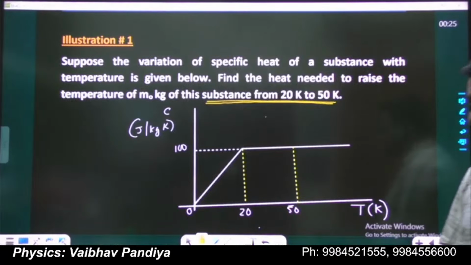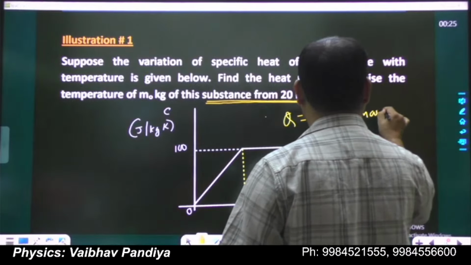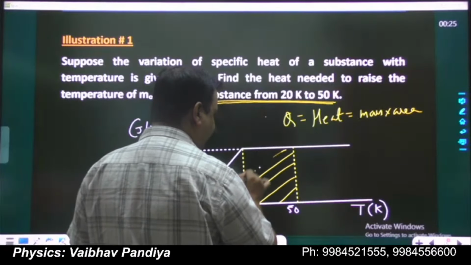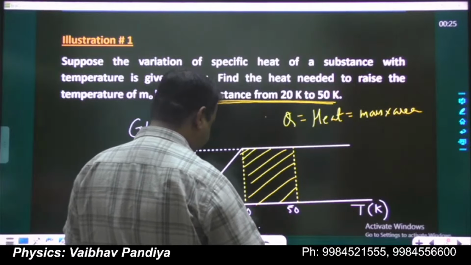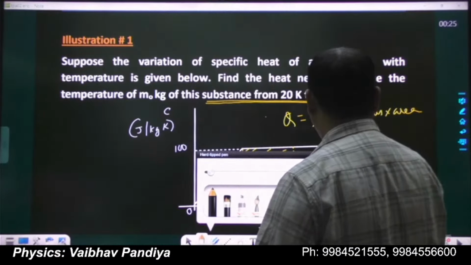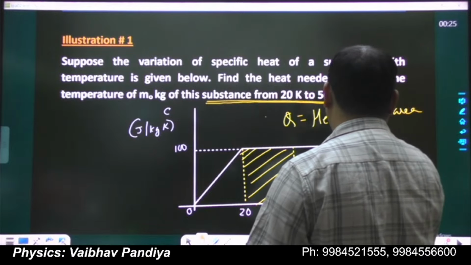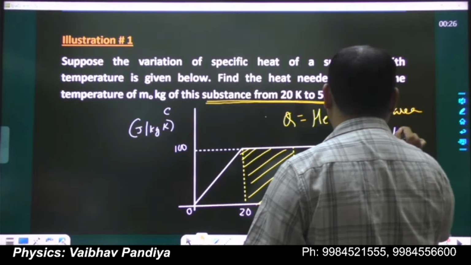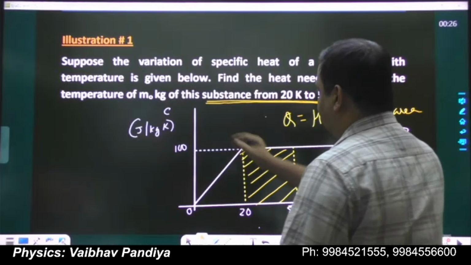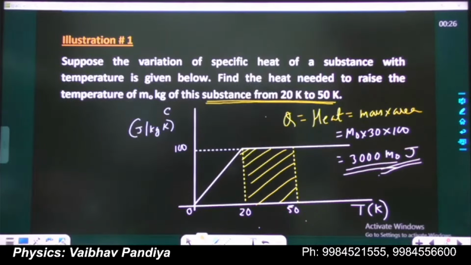So we have seen the heat needed Q is mass multiplied by the area of the graph. Now, area we have to take between the temperature limits, the graph, and the temperature axis. So it's basically a rectangle. Area will depend on the geometric figure. It may be trapezium, triangle. Here it is rectangle. The sides are 30 into 100, and mass is m naught into 30 into 100. So it is 3000 m naught. And what will be the unit? Everything is in SI, so the unit will come to be joule. So this is the answer for this particular problem.